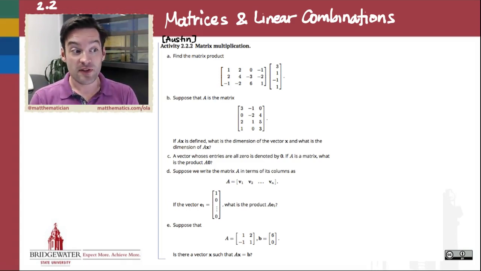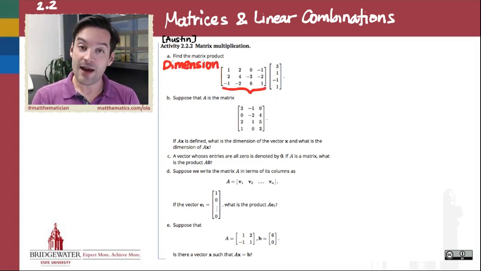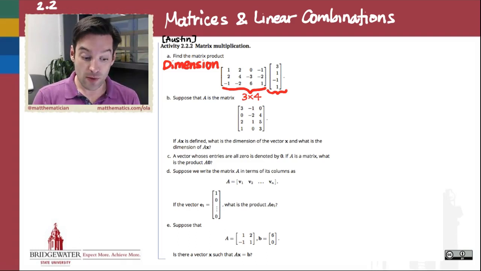The first portion of this activity, taken out of Austin's Understanding Linear Algebra online text, asked you to form the matrix product of this matrix with that matrix. So the first question I have is, what is the dimension of this product going to be? First of all, what is the dimension of the first matrix in this product, the one that I've underlined? That matrix has 3 rows, 1, 2, and 3, and 4 columns, 1, 2, 3, and 4. So we'll call it a 3 by 4 matrix.